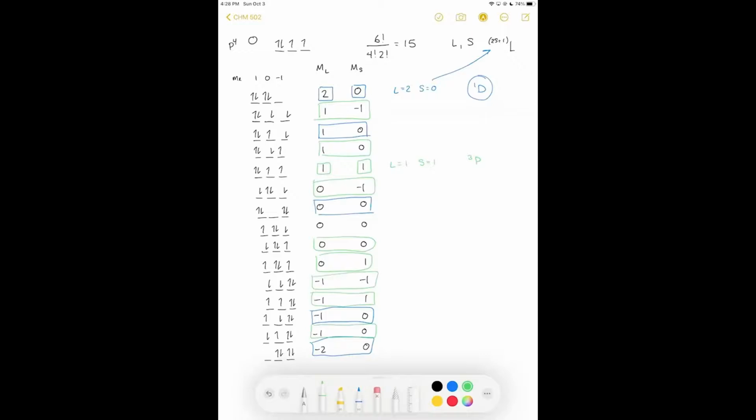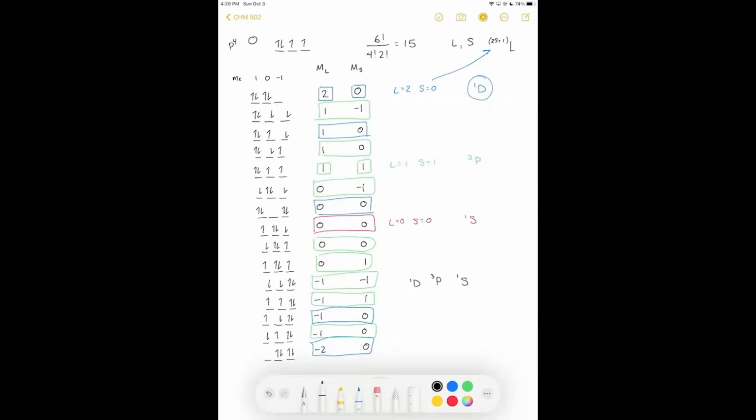What we're left over with then is simply one state with an M sub L and M sub S equal to 0. So this is an L equals 0, S equals 0 state, which is a 1S term. So we have 3 possible terms here for the ground state oxygen atom. We have a 1D term, a 3P term, and a 1S term.